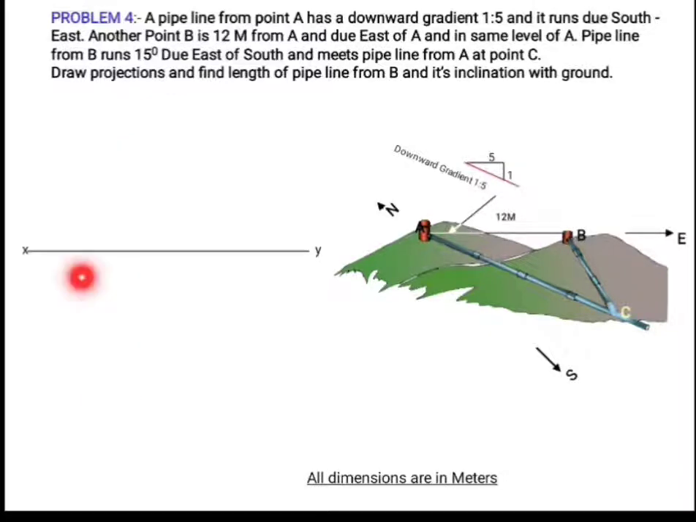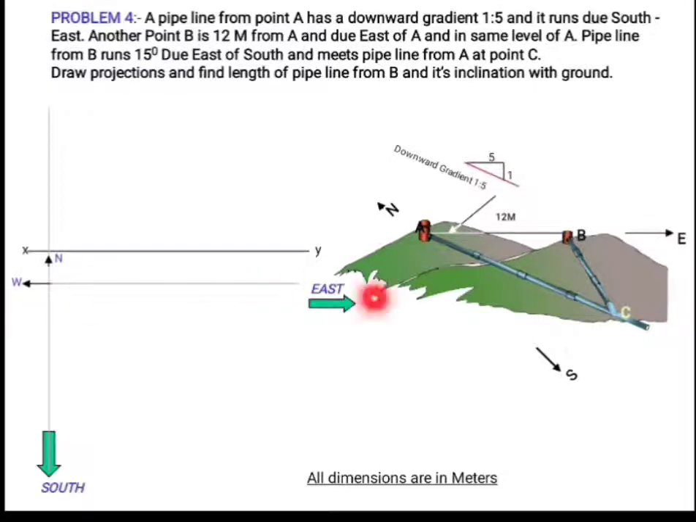So we have to mark north in the upward direction, south in the downward direction, west in the leftward direction and east in the rightward direction. And this intersecting point can be named as the point A. That is one end of the pipeline, 45 degree from south. We can mark the direction due southeast.